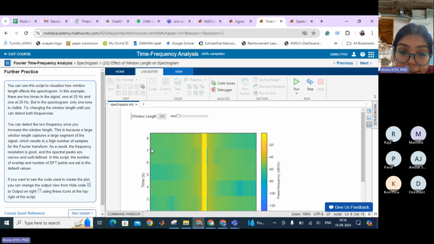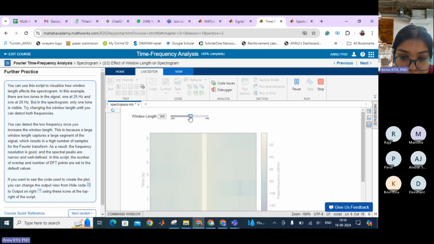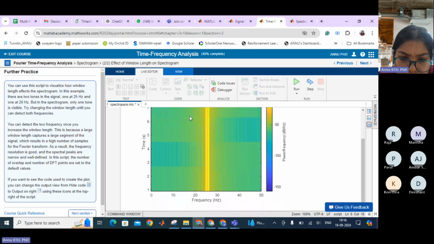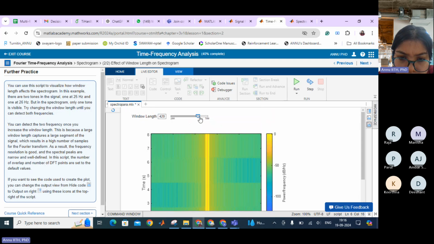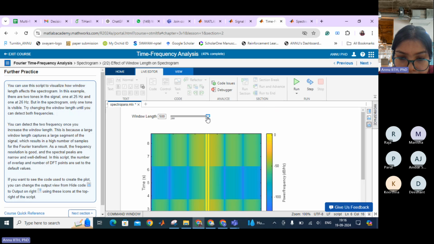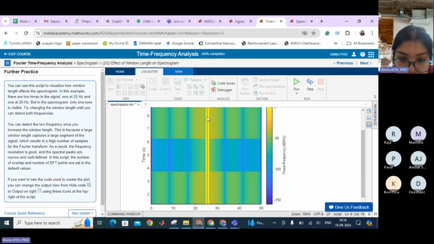So as we know, by increasing the window length, we can see these two tones. Let's see. Can we see these two tones? Oh, yes. So 25 and 26, we can see these two tones, right? You can detect two frequencies once you increase the window length.